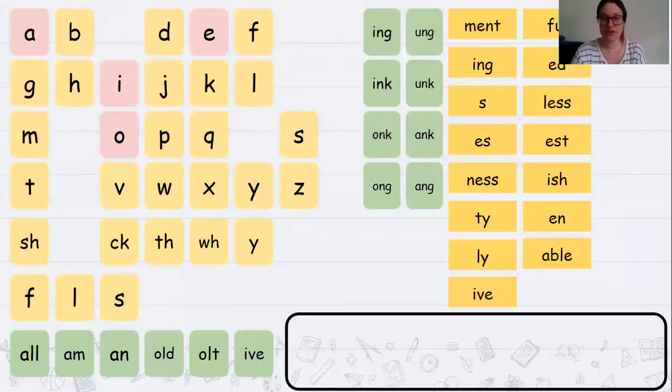Let's try another one. I'm going to spell a word for you. I want you to say it, tap it, and write it. If you need to pause at any time to write the word, you can go right ahead and do that.